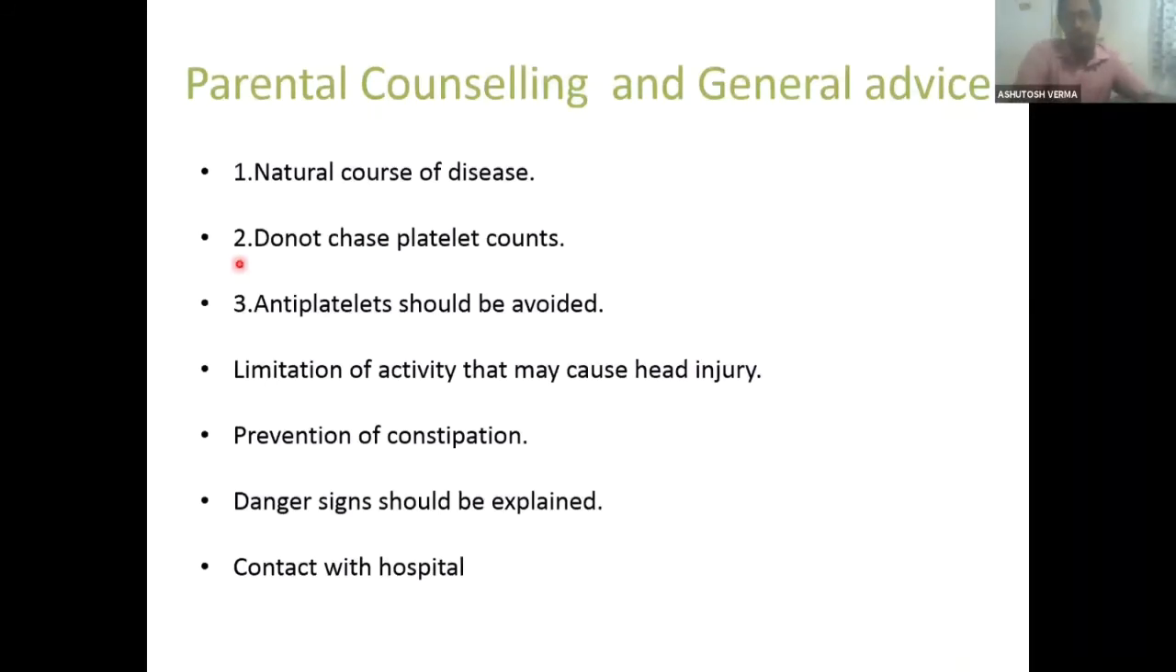Second, they have to be told that they should not change the platelet counts. Third, anti-platelet drugs should be avoided. There should be limitation of activity that may cause head injury, like sports activity, all those which might lead to head injury. But regular jogging and regular playing should be there. It should not be restricted. We should also tell them to prevent constipation, to give a high fiber diet, and danger signs should be explained. They should know when to come to a hospital, and this should be a 24-hour hospital.